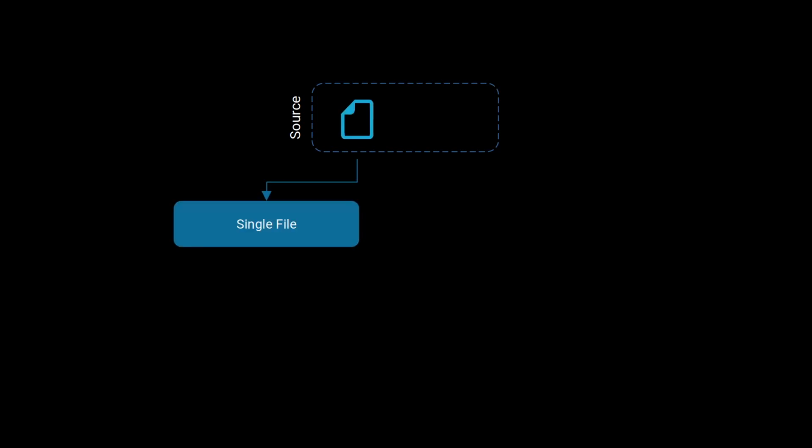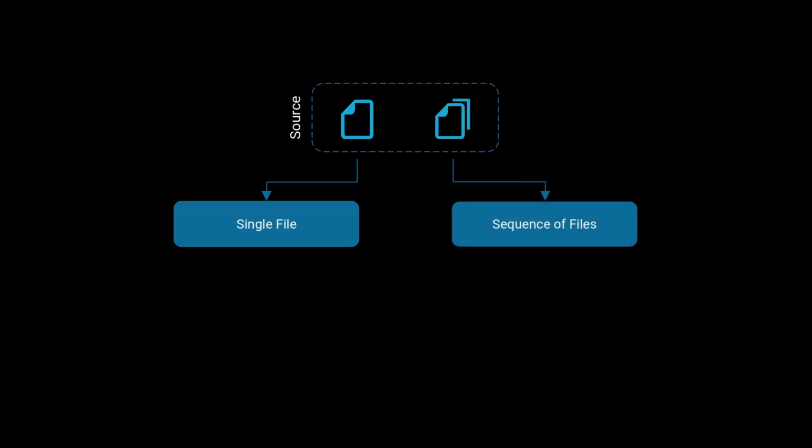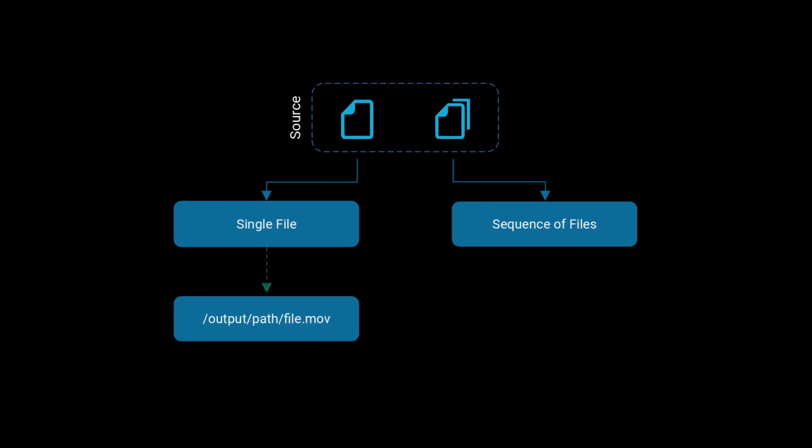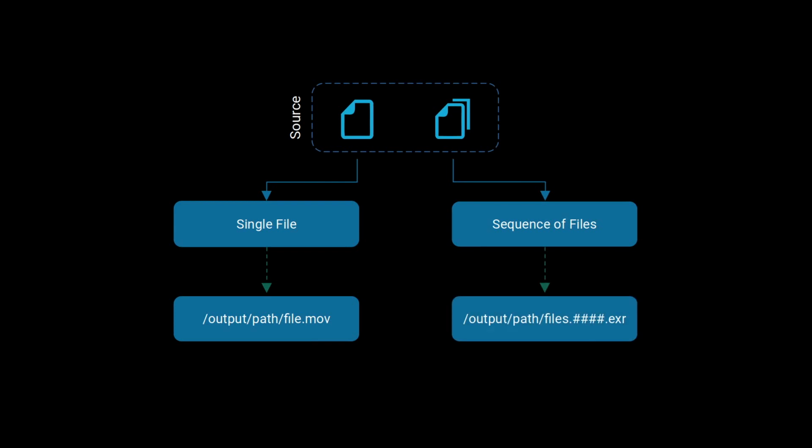When ingesting new elements into the software, there are different types of source files. The input source can be a single file, like a movie file or a single image. On the other hand, the source can be a sequence of files. This will probably be something like an EXR sequence. The output file path for a single file will look similar to this when it is ingested into the library. For a sequence of files, there is an additional part, the frame counter of the sequence, that is directly included in the file name of the file. It is represented here by the hashtags.